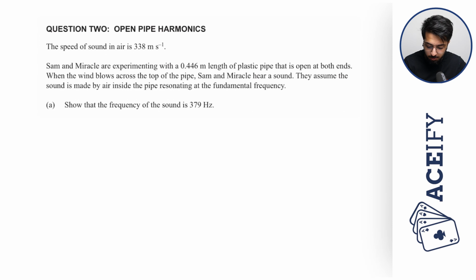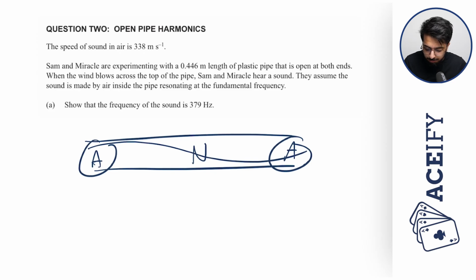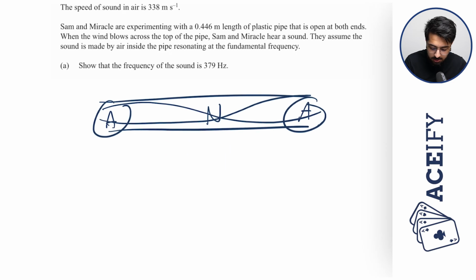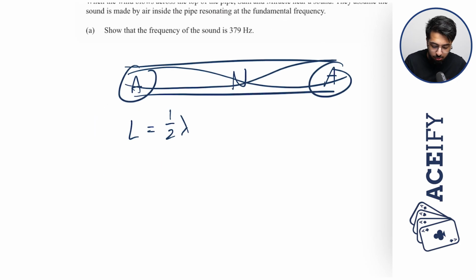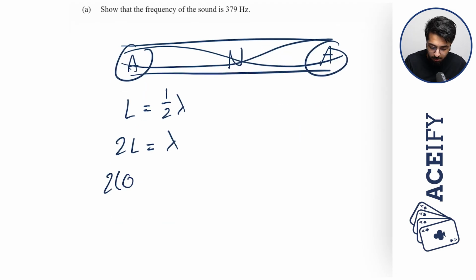Alright, so if we have a pipe that's open at both ends, we're going to have antinodes on each end and a node in the middle, and this is our fundamental frequency. As you can see, our length of the pipe is equal to 1/2 of the wavelength. And so 2 times our length is equal to our wavelength. We are given a length of 0.446, so 2 times 0.446 is equal to our lambda.